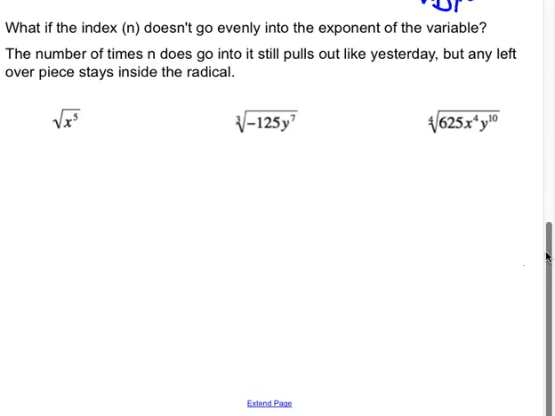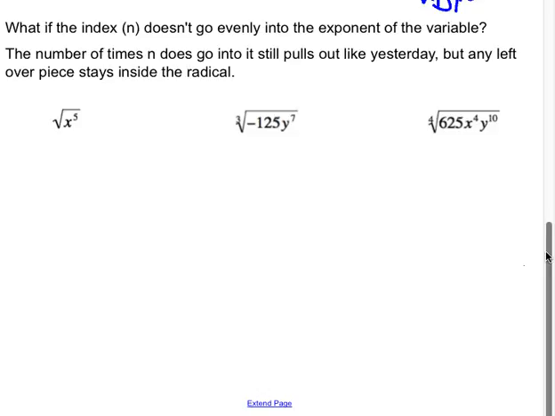What do we do when the variable is the not nice part? Okay, if the index doesn't go evenly into the exponent of the variable. So the number of times n does go into it still pulls out just like yesterday, but any leftover piece is going to stay inside the radical. So what do I mean by that? Well, let's take a look.